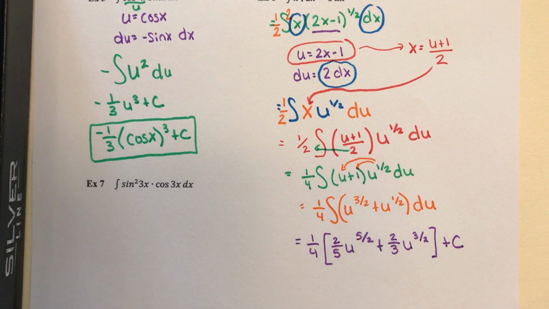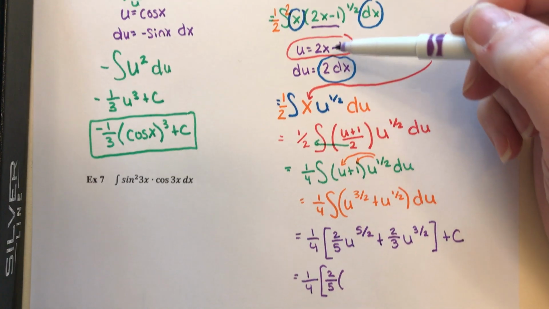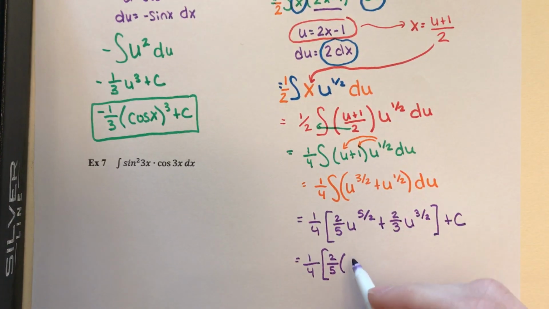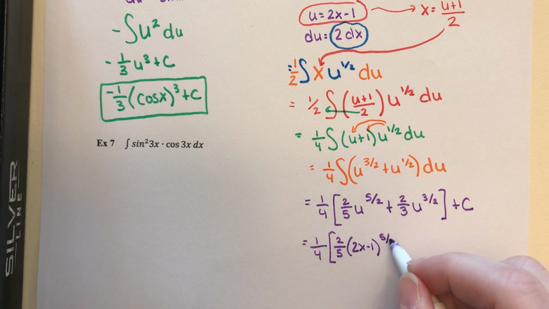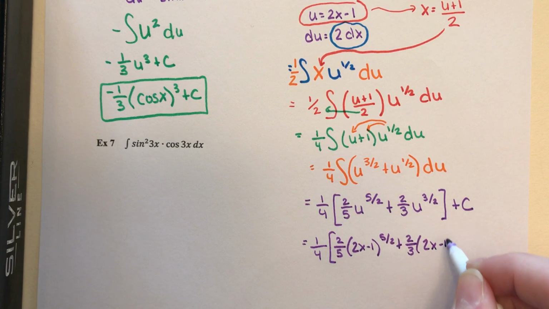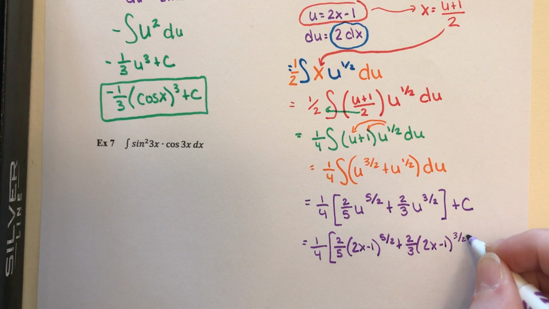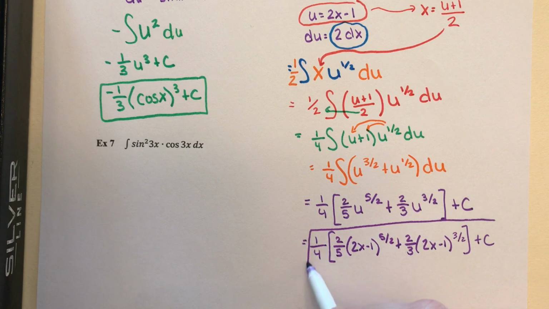plus c. Now if you want, you can distribute the 1/4. I'm just going to leave it. And I'm going to do my very last step. I'm going to plug back in for u. And from the top, u is equal to 2x minus 1. And we are finally done with that problem.